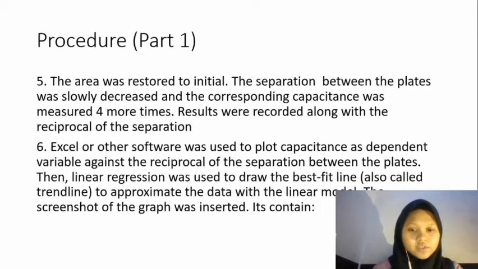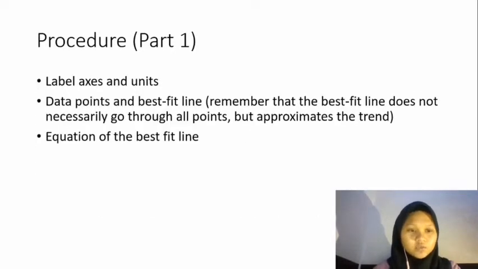other software was used to plot capacitance as the dependent variable against the reciprocal of the separation between the plates. Then linear regression was used to draw the best fit line, also called the trend line, to approximate the data with the linear model. The screenshot of the graph was inserted. It contained labeled axes and units. The second one is data points and best fit line. Remember that the best fit line does not necessarily go through all points but approximates the trend. And the last one is the equation of the best fit line.